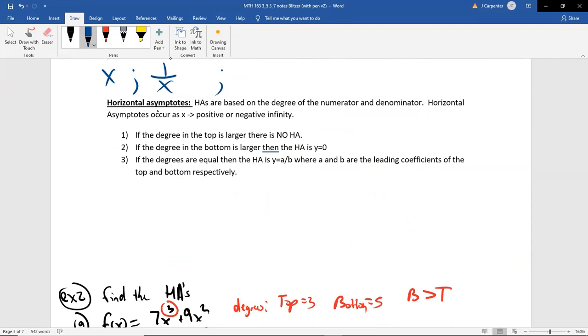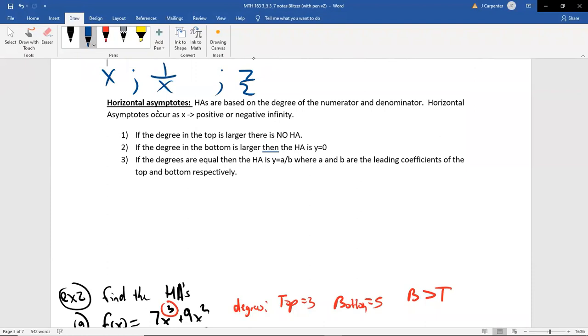The third case, if the degrees are equal, what you end up getting is something like if you had 7x squared in the top and 2x squared in the bottom, you'd get 7 halves, just a fraction with no x's. It doesn't have to be a fraction, could be a whole number. And then that number is the horizontal asymptote. That number would be the horizontal asymptote, which is literally just a ratio of the leading coefficients.